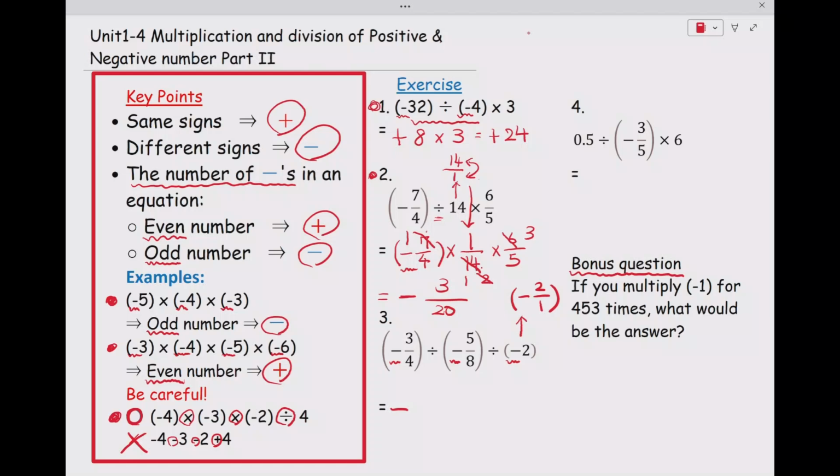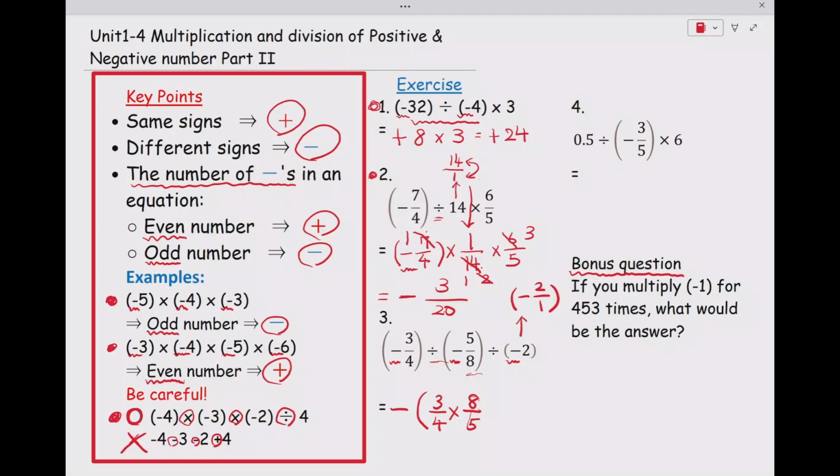So let's take a look at the question. 3/4 remains the same, and the number behind the division sign will be flipped upside down, and the division sign will be replaced with the multiplication sign.